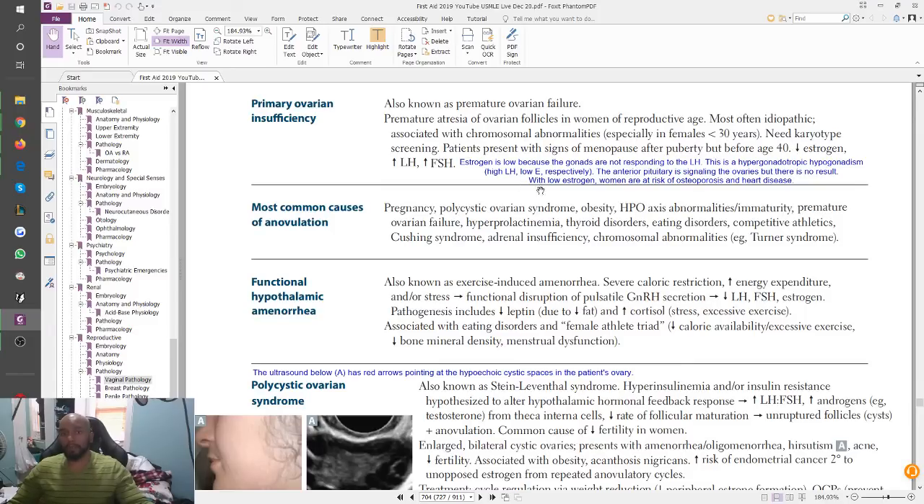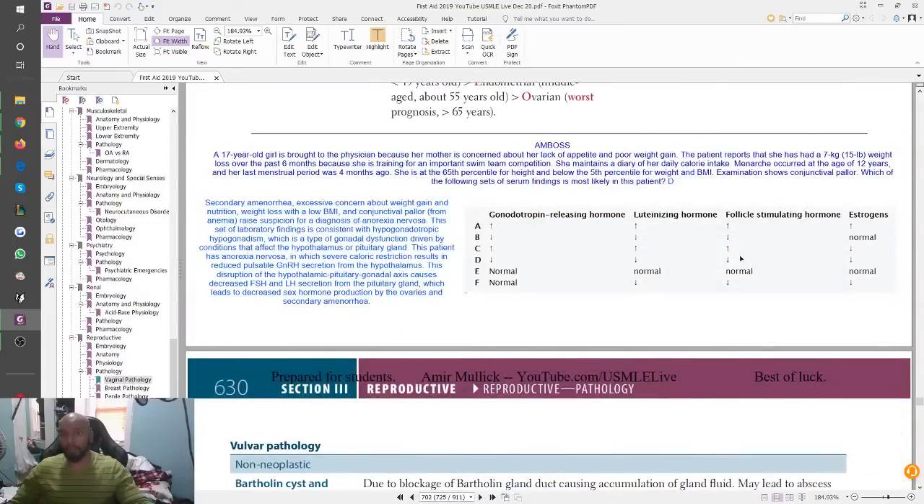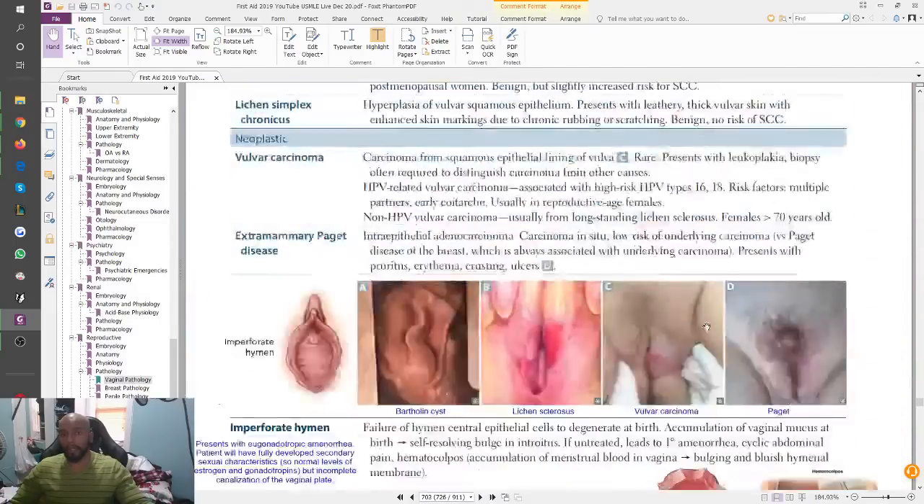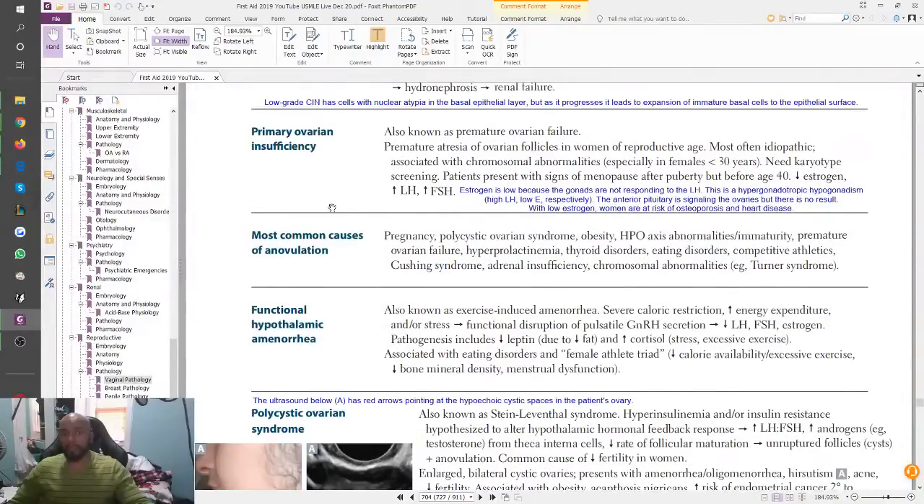Low estrogen, and then again, remember we just did that first question to start off today, right? The whole up and down arrow stuff. So here in ovarian insufficiency, which means that's hypogonadism. If you have hypogonadism, you're going to have hypergonadotropic hypogonadism, right? So the gonadotropic stuff is working just fine. In fact, it's releasing more than usual because it's really trying to get your gonads to respond, where your gonads are not working, right? So low estrogen. So estrogen is low because the gonads are not responding to the LH. This is a hypergonadotropic hypogonadism. The anterior pituitary is signaling the ovaries, but there is no result.